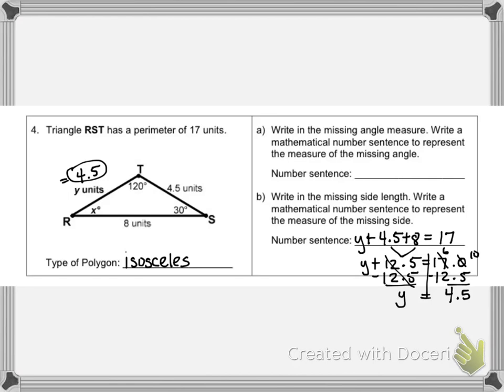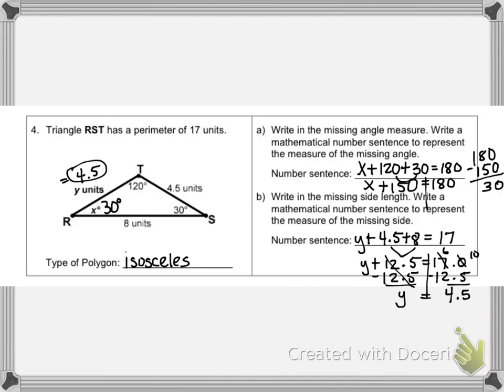And the interior, all these need to add up to be 180. So X plus 120 plus 30 should give me 180. I add these together. X plus 150 should give me 180. Draw the wall. 180 minus 150 is 30. So the missing angle measure is 30 degrees.